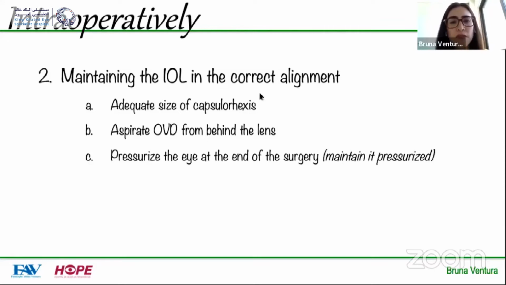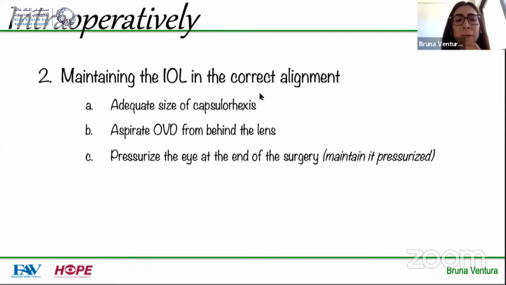A third point that's very, very important is for you to pressurize the eye at the end of surgery. And it's very important for you to pressurize the eye at the end of surgery and maintain it pressurized after surgery. So let's say you have an eye that has a very long axial length, or an eye that has, let's say, RK incisions. In these eyes, besides hydrating the cornea, I usually do a suture with nylon to make sure that I won't have decompressions that are very slight usually, but that can shift my toric IOL from place and then change my results.